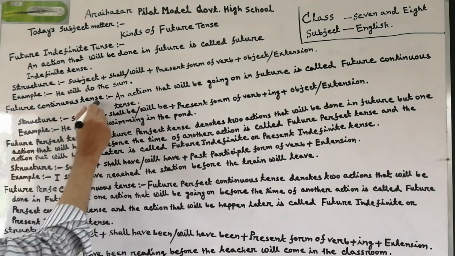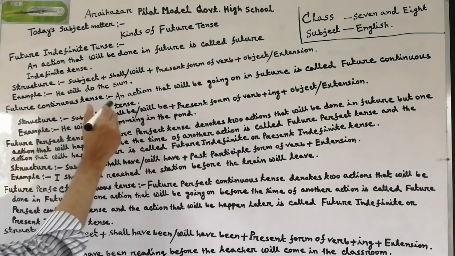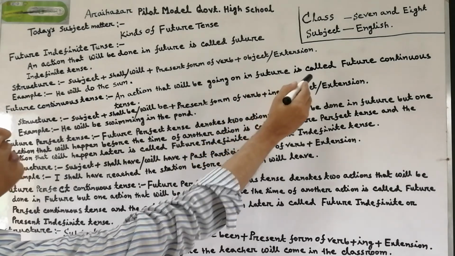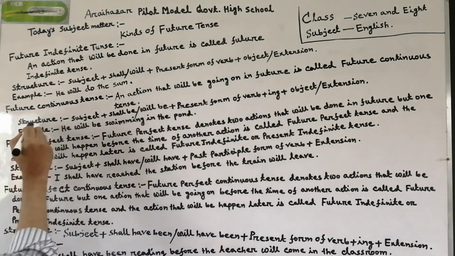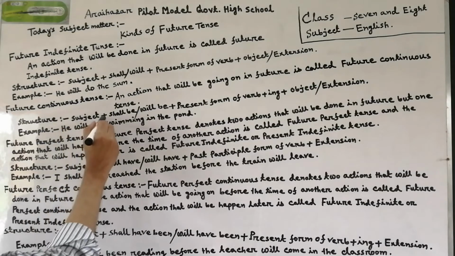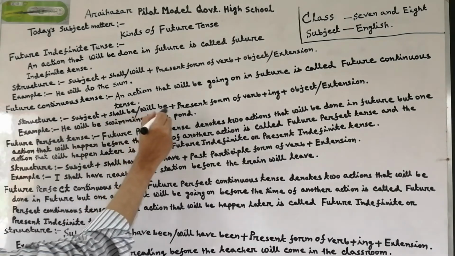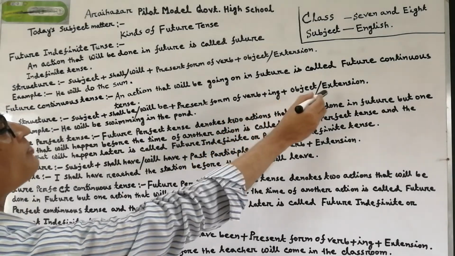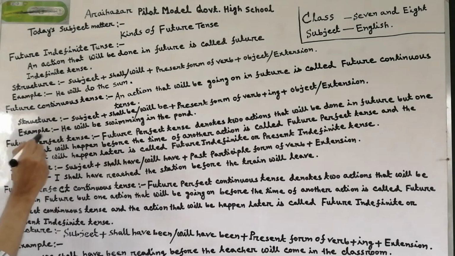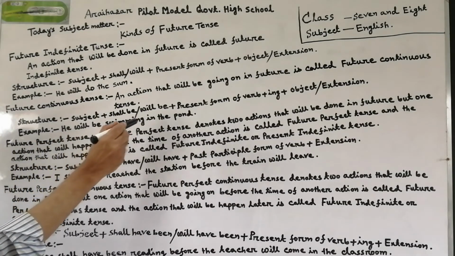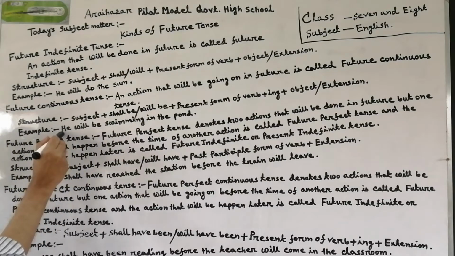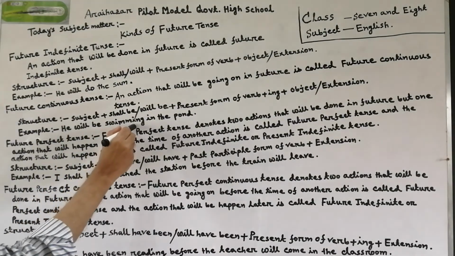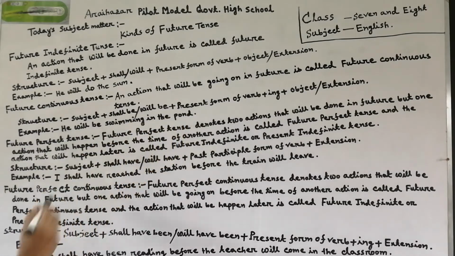Future continuous tense. What is future continuous tense? An action that will be going on in future is called future continuous tense. Structure: subject plus shall be or will be plus present form of verb plus ing plus object or extension. Example: he will be swimming in the pond. Here he, subject; will be, auxiliary verb; swimming, present form of verb with ing; in the pond, extension.